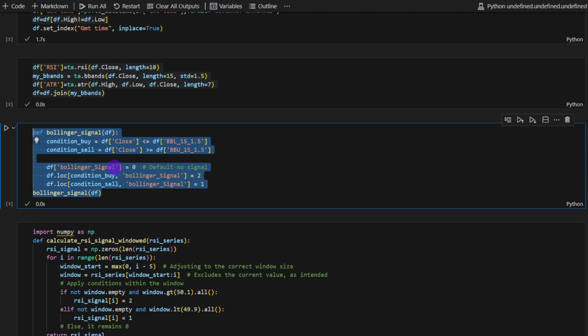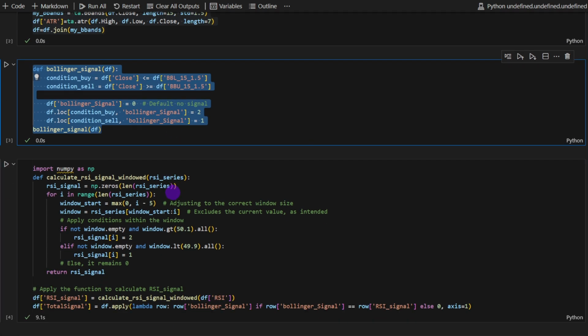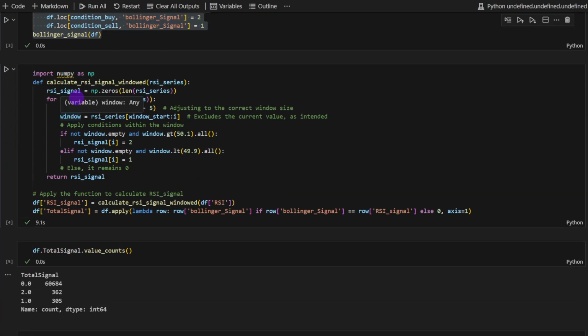But the purpose of this video is to show you how we can use the lot sizing. So just to focus our time on the lot sizing and the backtesting part. This is another signal as well. So the RSI signal windowed here.